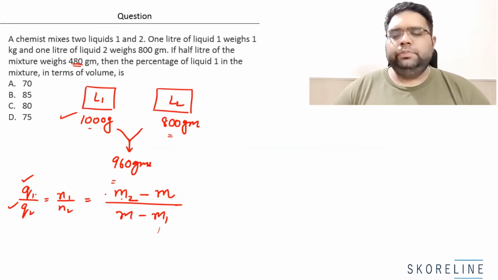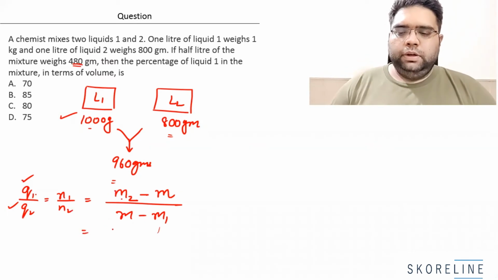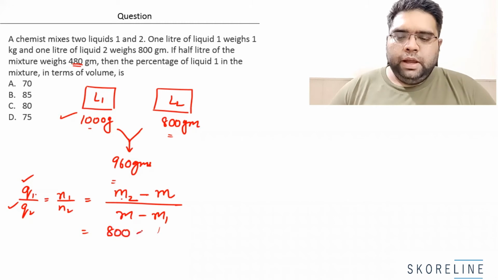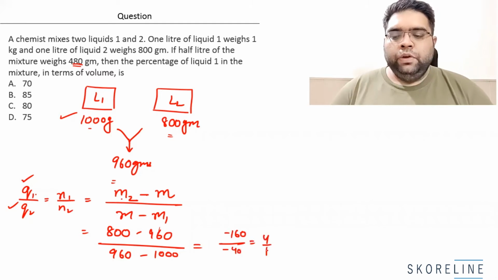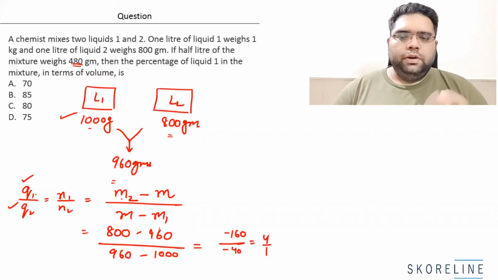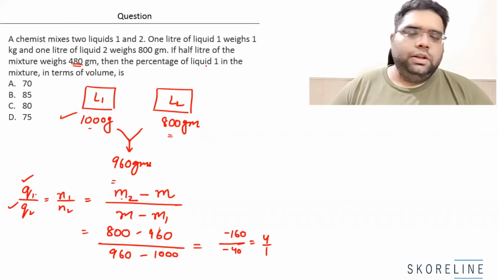It's the opposite. So use the formula. M2 is 800 grams, M is 960, M minus M1 is 1000 grams, which will give us minus 160 upon minus 40, which is 4 by 1. So Q1 by Q2 is 4 by 1. But you are asked the percentage of liquid 1 in the mixture.